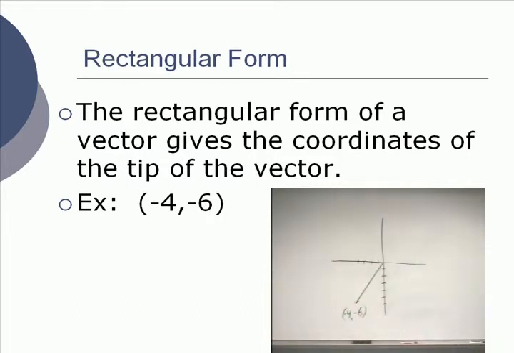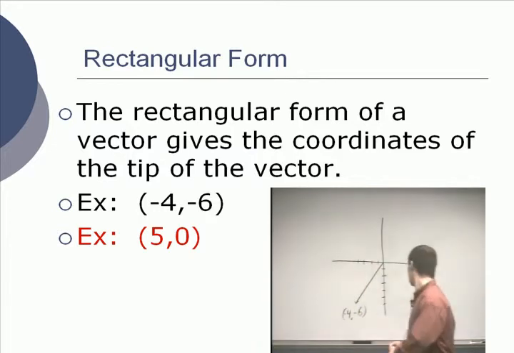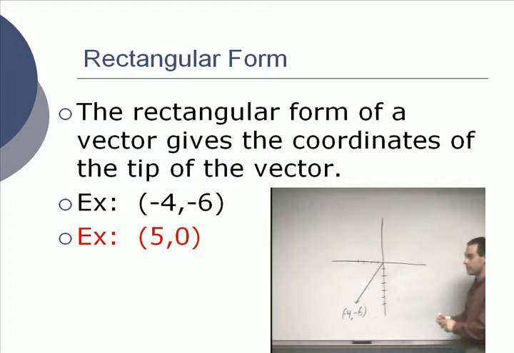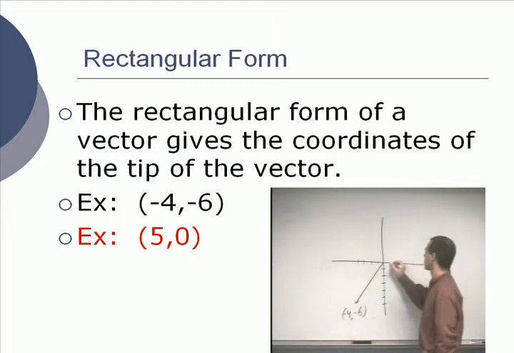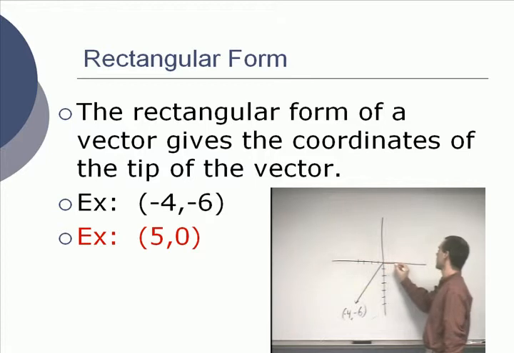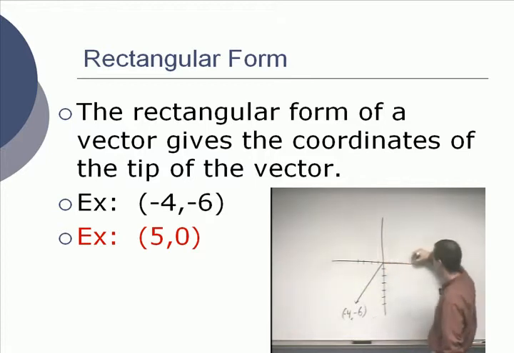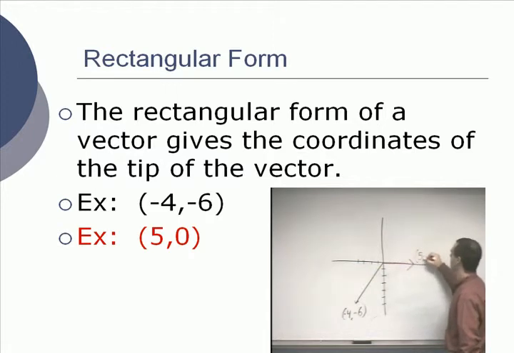Or similarly, we can have the vector 5, 0, which is going to put us where? Right along the positive x-axis. Out 5, to the left 0. And we've got that vector.